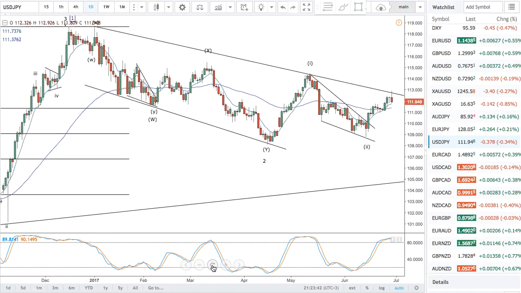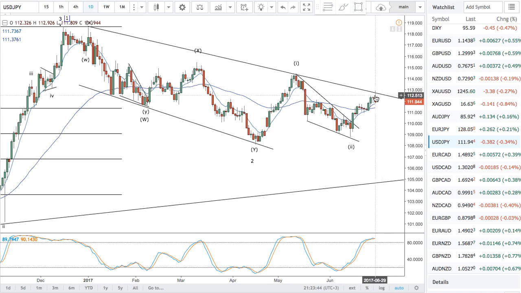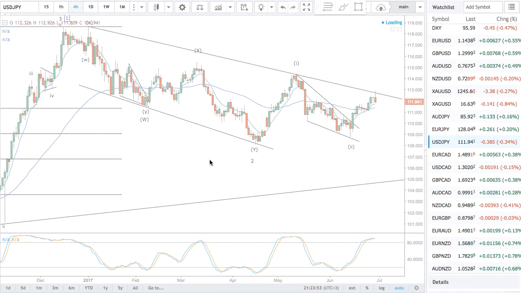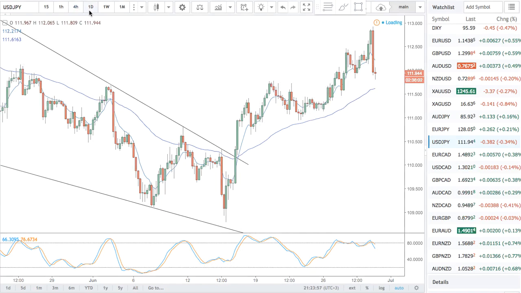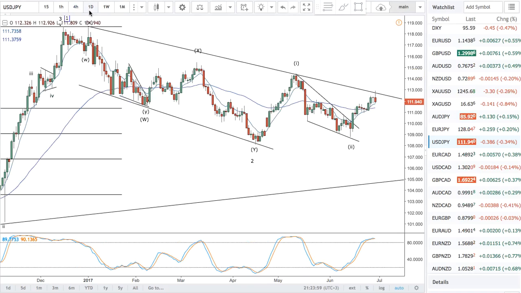Okay, in US dollar, Japanese yen has found some resistance up here, so it's looking decent now for the move back down. The whole move up has appeared quite corrective so far, and especially in this last segment with a lot of divergence coming in. So let's see if it can turn around here.